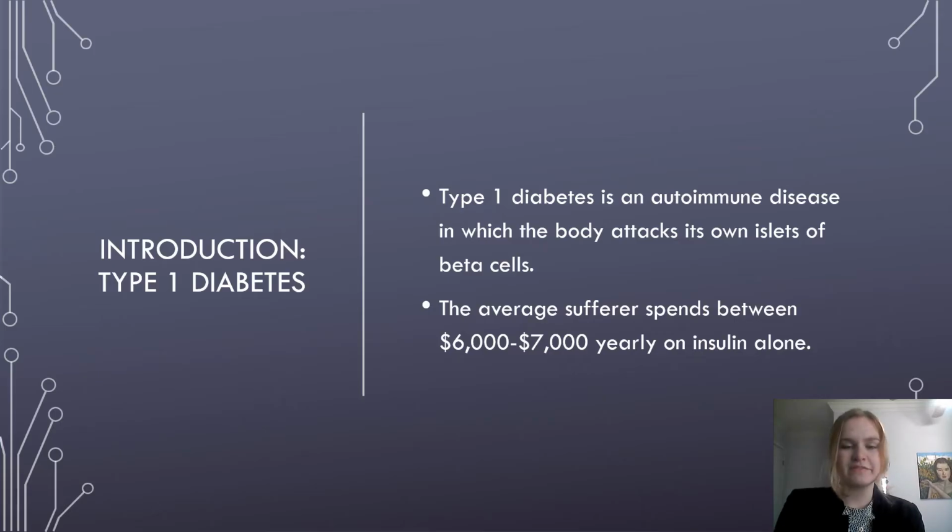A little bit of background information about my subject. Type 1 diabetes is an autoimmune disease in which the body attacks its own islets of beta cells within the pancreas. The most common treatment for type 1 diabetes is insulin injection, and the average sufferer spends between $6,000 to $7,000 yearly on insulin alone.